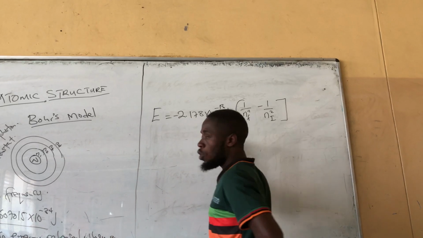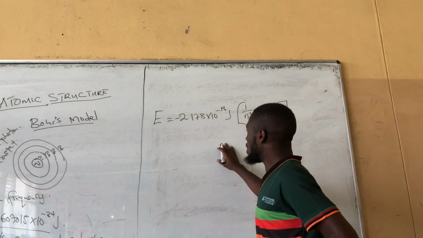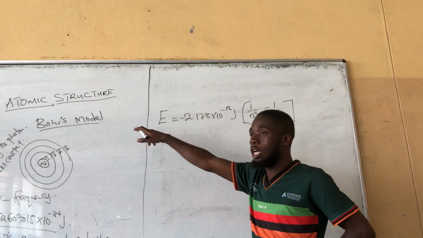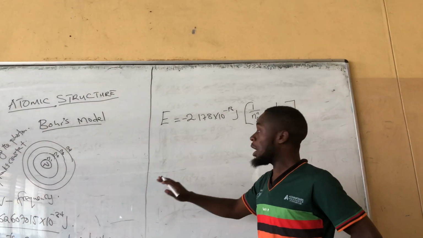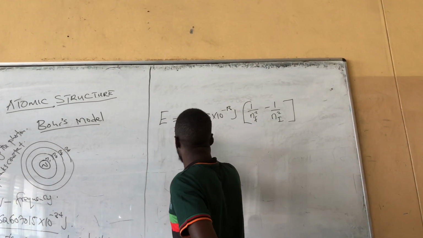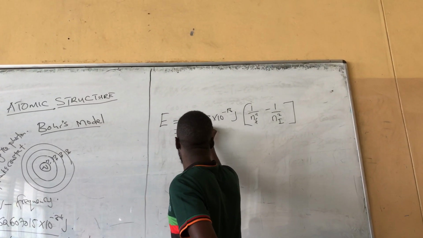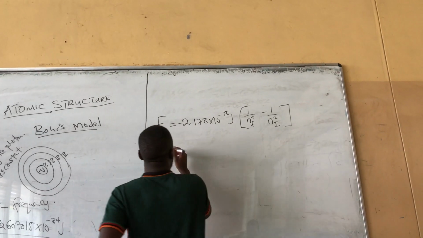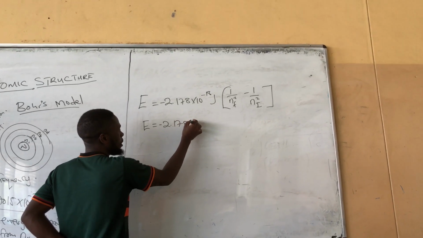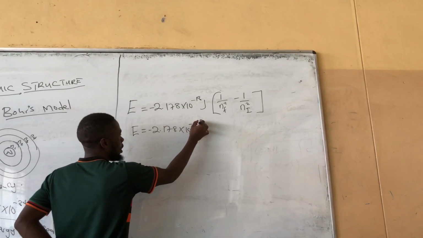So this value is constant. And you know the reason it's negative, because it's falling from the higher energy level to the lower energy level. So here the formula will be E is equal to negative 2.178 multiplied by 10 to the power negative 18 joules.